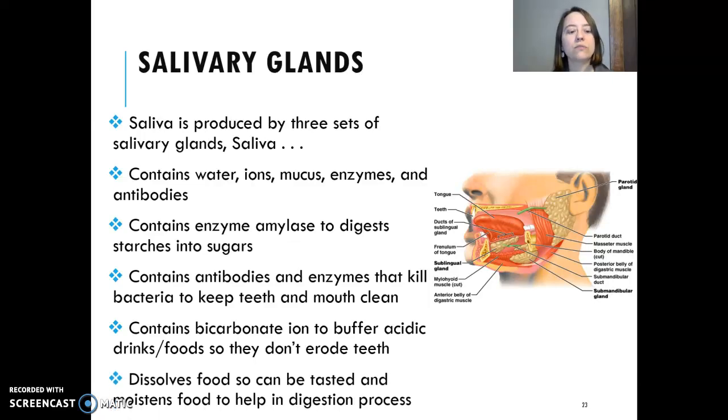It also dissolves food so that it can be tasted, and it helps moisten food to help in the digestion process. So looking at the picture over here, we have 3 sets of salivary glands that are making saliva to help us, probably right now.